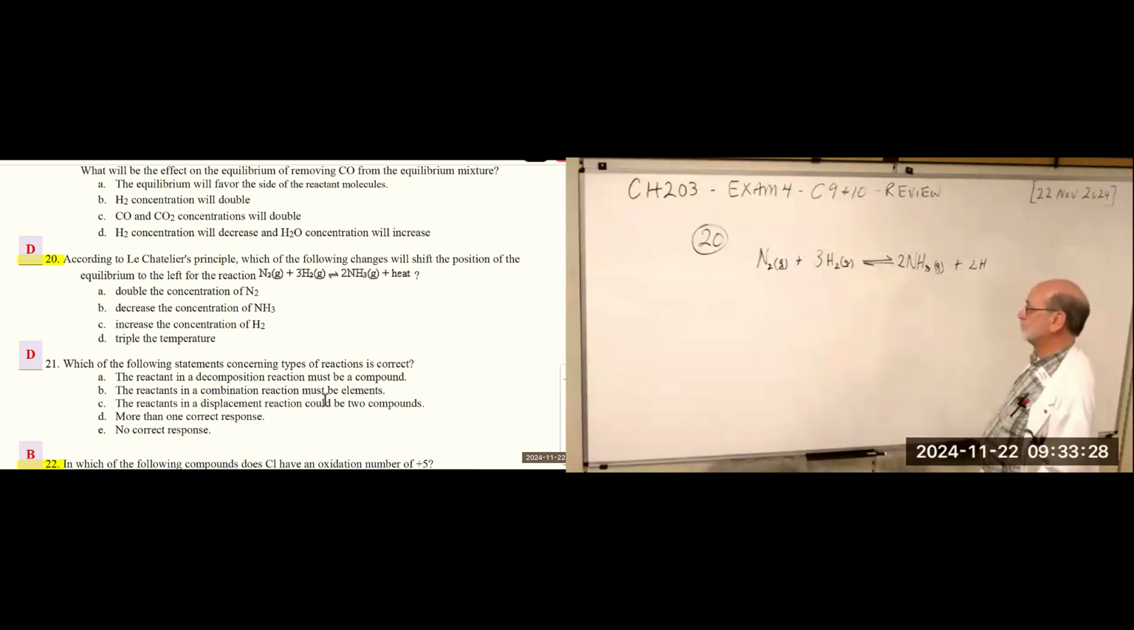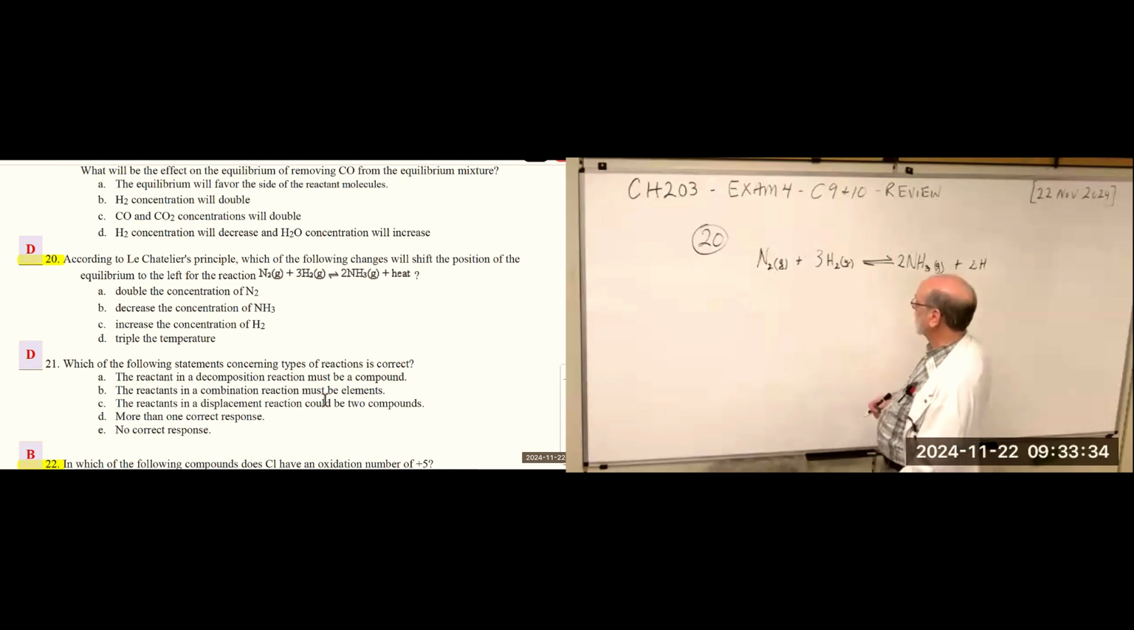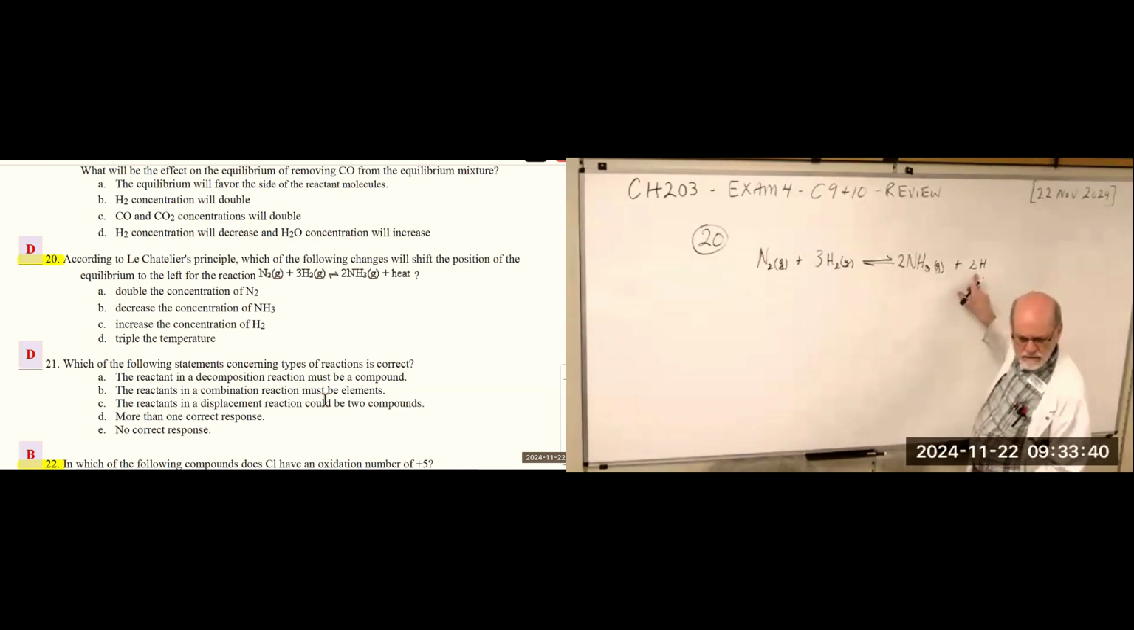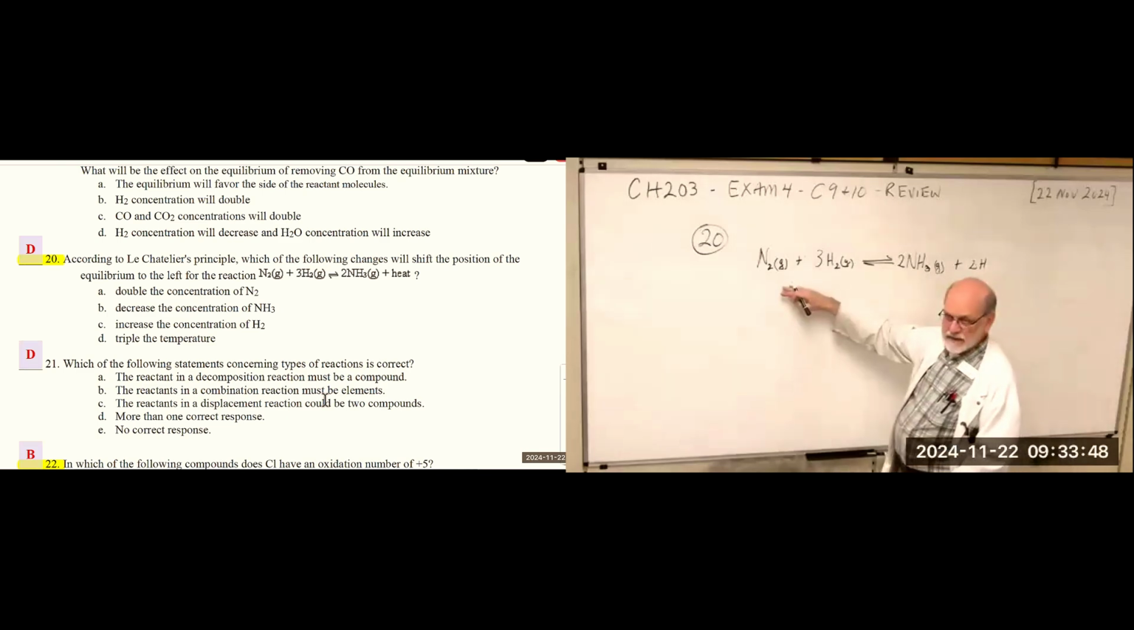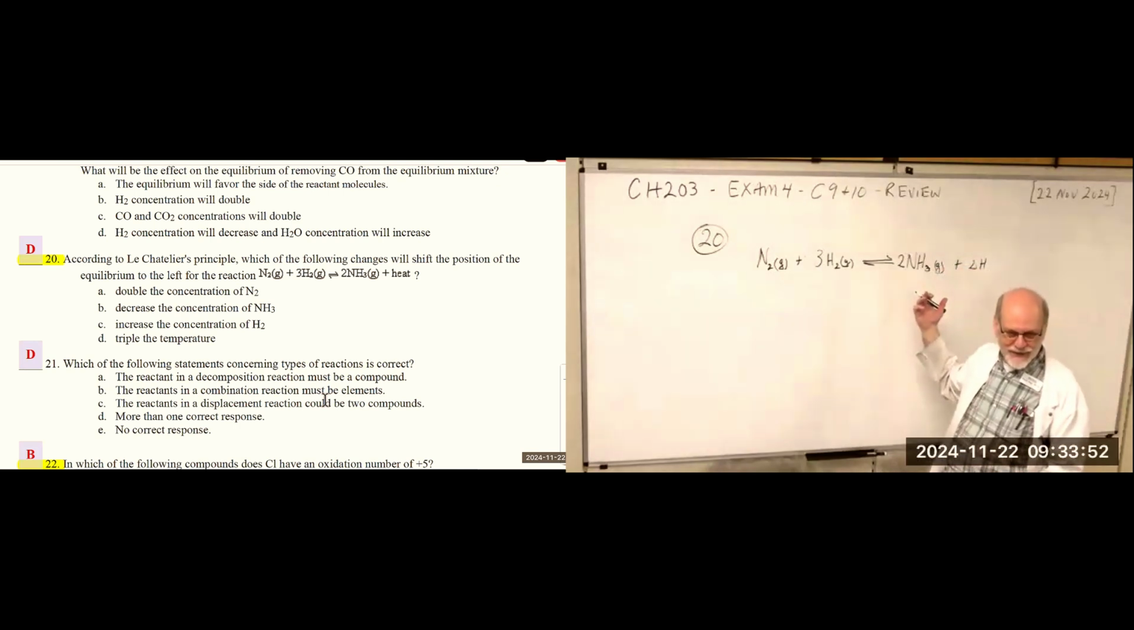Well, there are several ways you can do that. You can remove one of these. You can add some of this, or you can increase the temperature, right? To the left, yes. We're moving to the left, increase the temperature. Of course, if you want to make ammonia, that's not a good way to go.